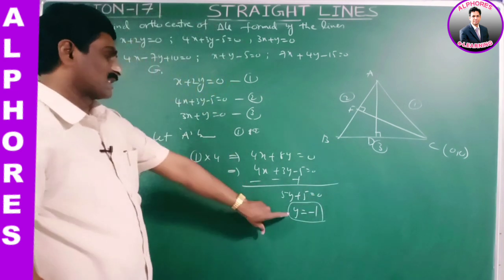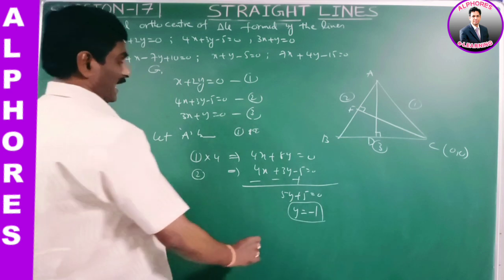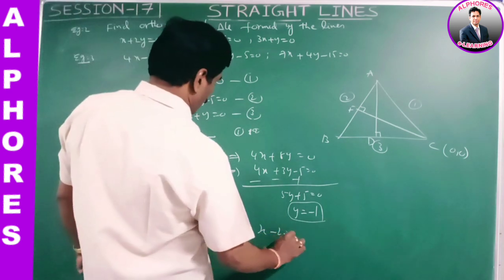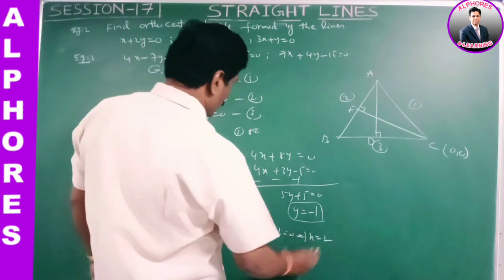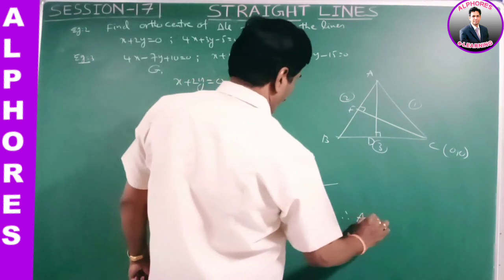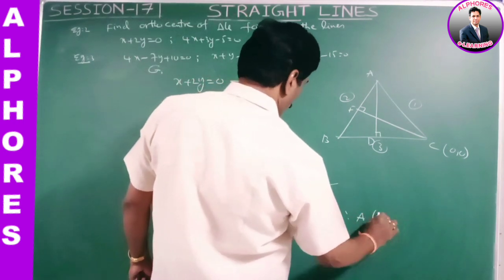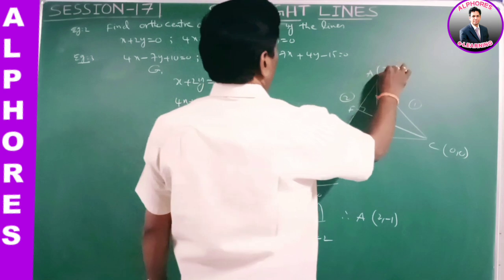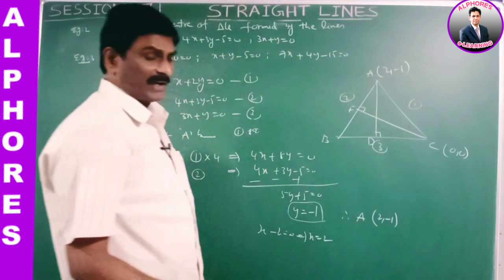By substituting this value of y in equation 1, we get x minus 2 is equal to 0. That implies x is equal to 2. Therefore, what is the point A? A is equal to (2, minus 1). Any doubt in this value?